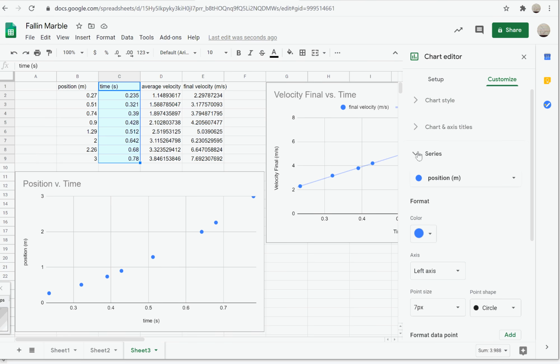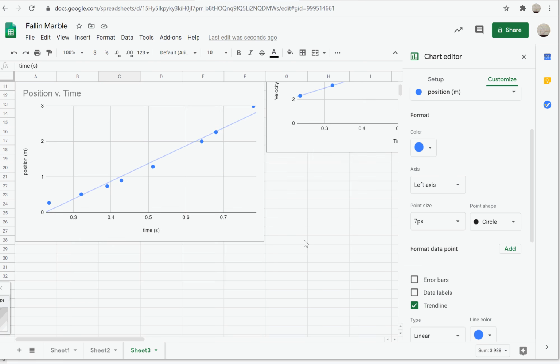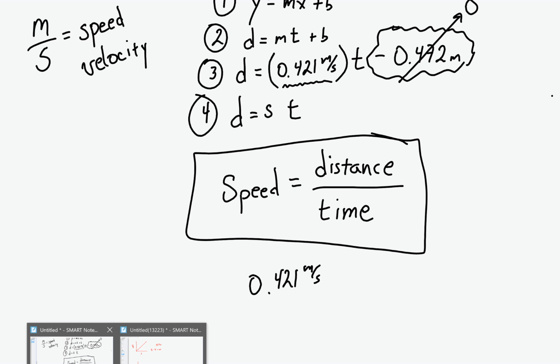So let's put a trend line on it. Click series, go down, and add trend line. And when we add that trend line to the graph, it's pretty clear that this is not a linear curve. Matter of fact, it looks like we've definitely got a curve in here. So at this point, this is where it becomes known that we need to linearize this graph.